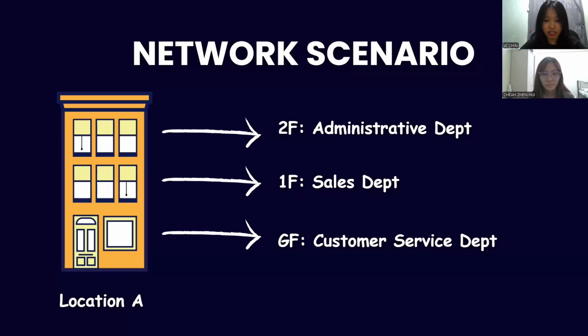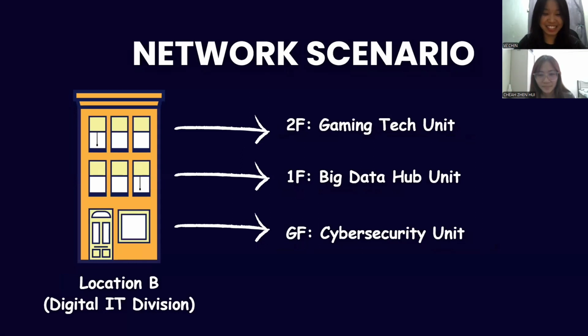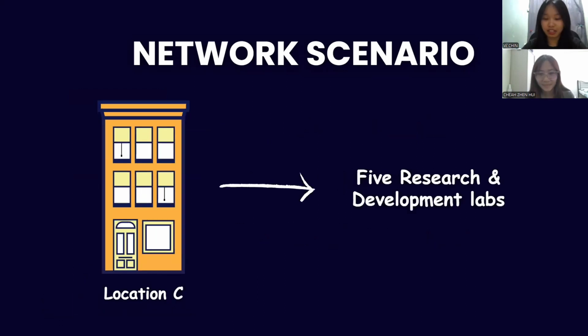For location A, the ground floor will be the customer service department, the first floor will be the sales department, and the second floor will be the administrative department. Location B is the Digital IT Division: the ground floor will be the Cyber Security Unit, the first floor will be the Big Data Hub Unit, and the second floor will be the Game Tech Unit. Location C will be the 5 Research and Development Labs.